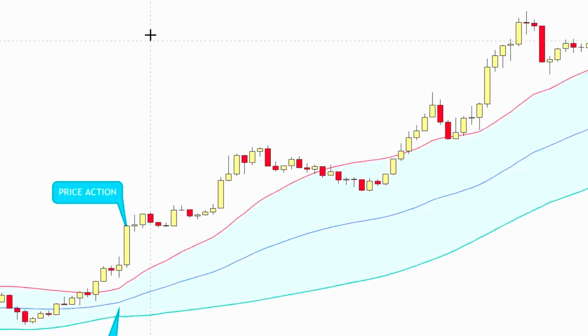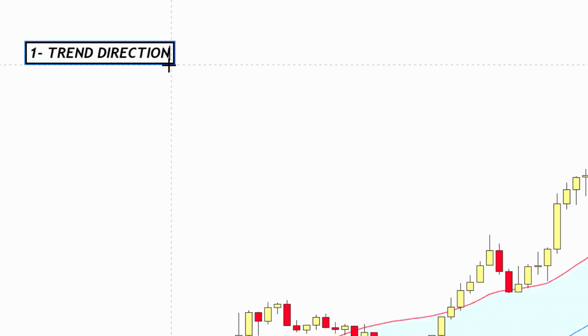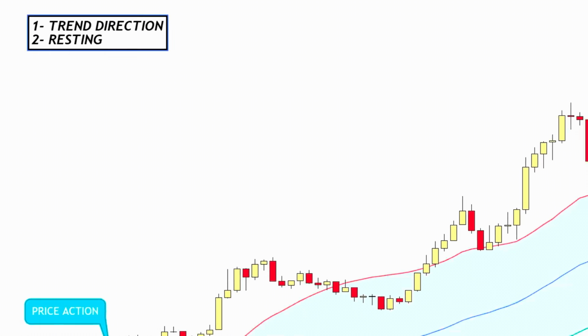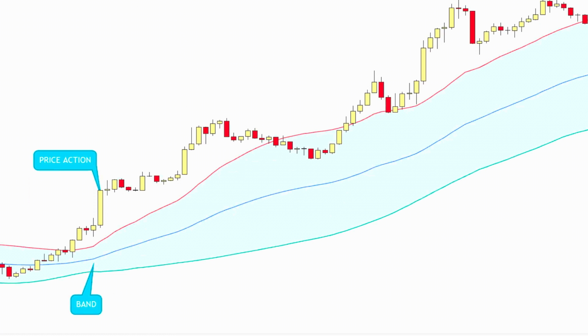Step 2, and honestly this is the part everybody skips because it feels boring. It feels like you're missing the move. You're waiting for price to rest after a strong push. Price is gonna pull back into the middle of that band and just sit there for a while. Small candles back and forth, not really going anywhere, kinda coiling like it's catching its breath.